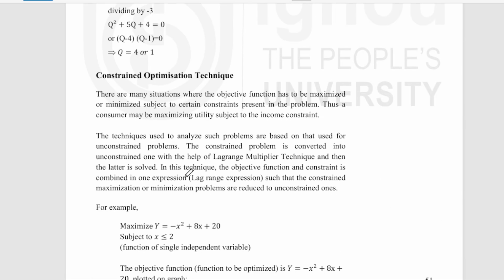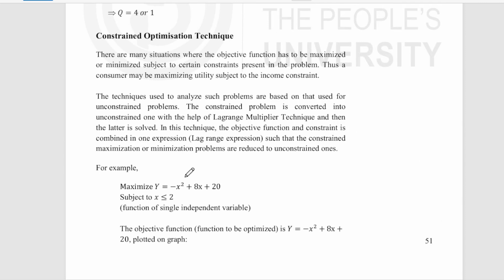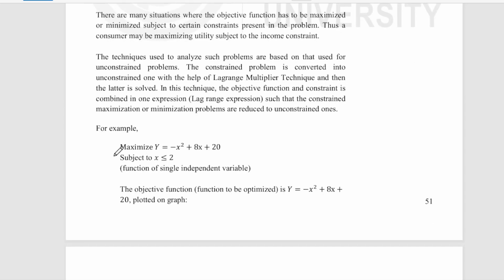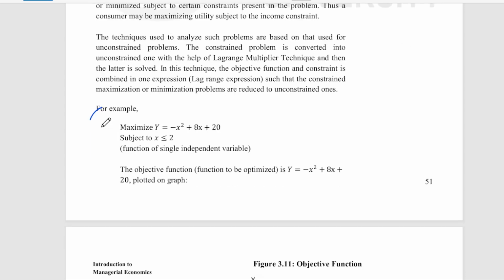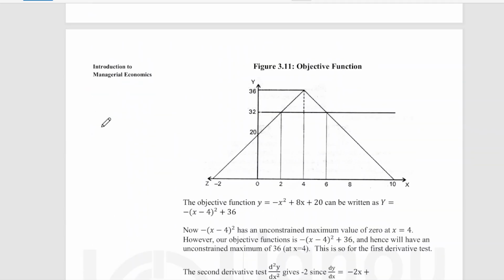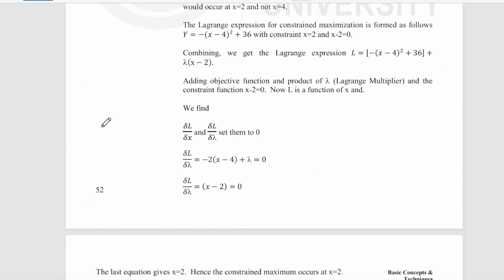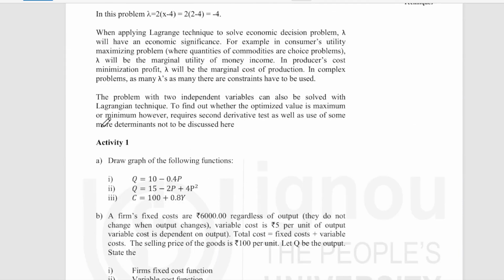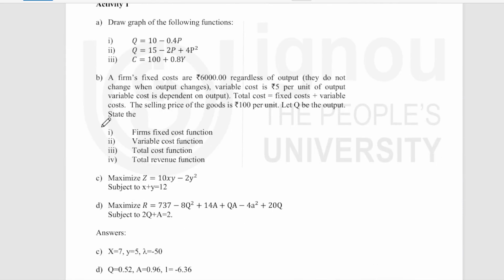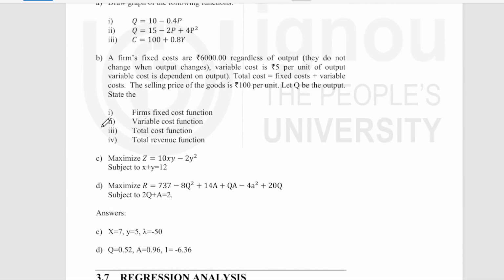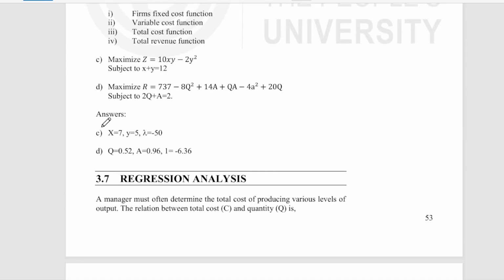And the constrained optimization technique. There are many situations where the objective function has to be maximized or minimized subject to certain constraints present in the problem. For example, a consumer may be maximizing utility subject to an income constraint. The example is here, and the figure is also here with the objective function, a graphical representation. Just go through your IGNOU study material, so you will get more idea. Based on this there is an activity also, with options A, B, C, D and answers also here. Try to do it.